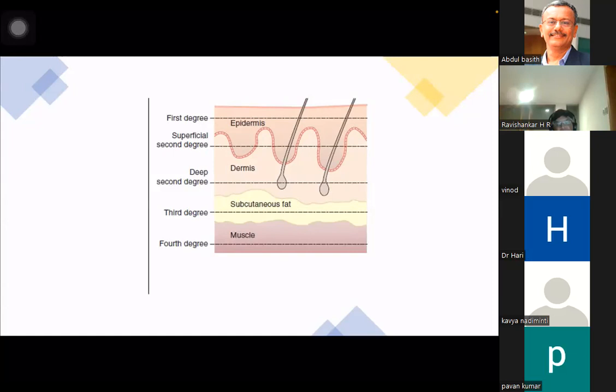And in deep partial wounds, there is a complete removal of stratum basale, so the scar formation will be present. In third degree wounds, as subcutaneous fat layers are involved, there is no stratum basale, so the scar formation will be there.